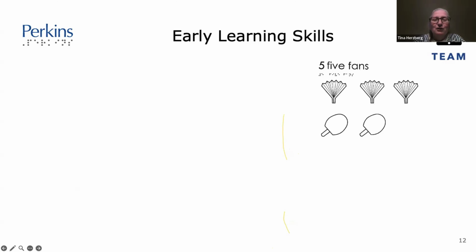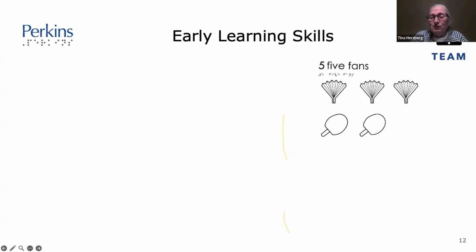So early learning skills. A lot of times we're talking kindergarten, where it says 5 fans. And then below that, it has 3 fans that are more of a traditional fan shape. Well, I'm not even sure that I would say they're more traditional, but I don't know, like a folding fan almost. And then the other ones remind me of a ping pong paddle, but they're supposed to be a fan. I guess you could fan yourself during a parade.